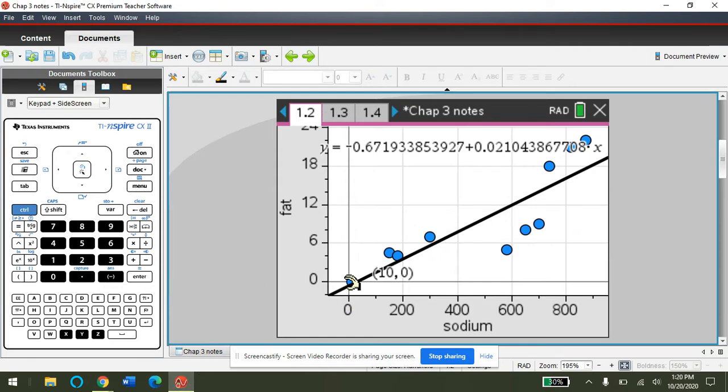If we go back to our data set, our x-axis, our domain goes from 10 up to 870. So any prediction between 10 and 870 is valid for x. If I asked you to predict for 900, you could plug it in and get the answer, but then you could say this is not valid due to extrapolation.